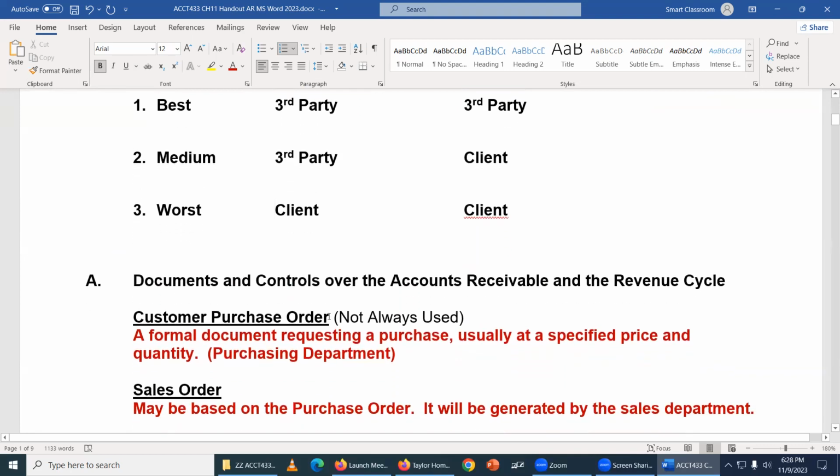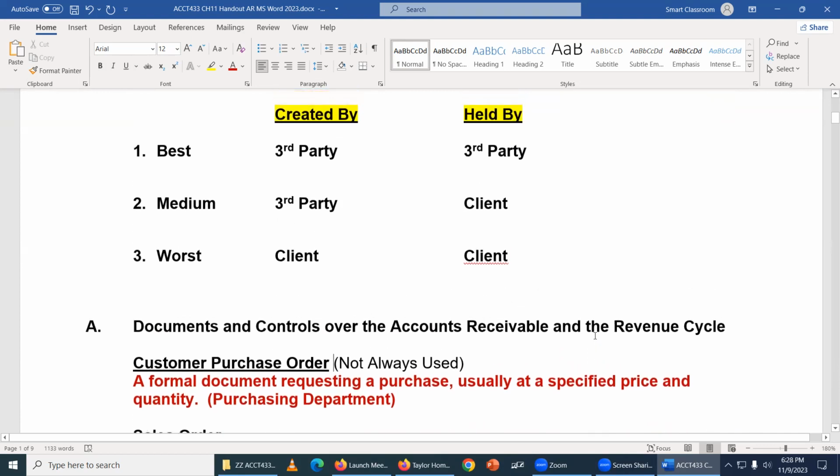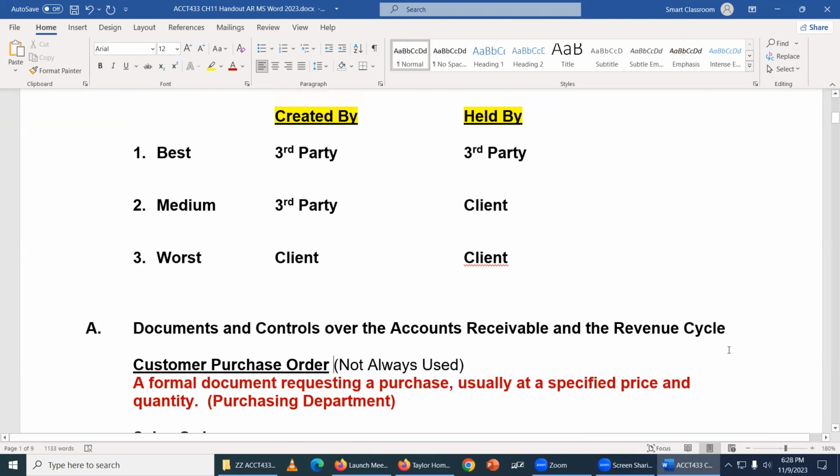Okay, so customer purchase order. The customer makes the order and they send it to the client. So we're at the client's, we're doing the audit, and we come across this purchase order they received from their customer. Is it 1, 2, or 3? Number 2, yes, good. So this would be medium evidence. It's not the worst. It's not the best either, because they have it in their possession, so they could have altered it or something. But it's medium evidence.